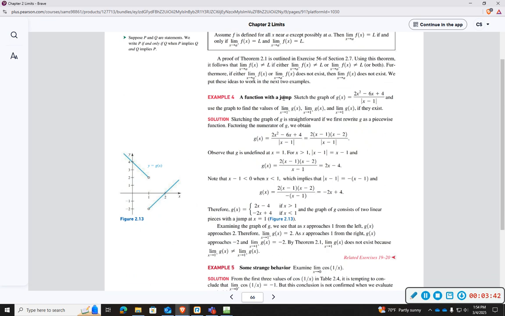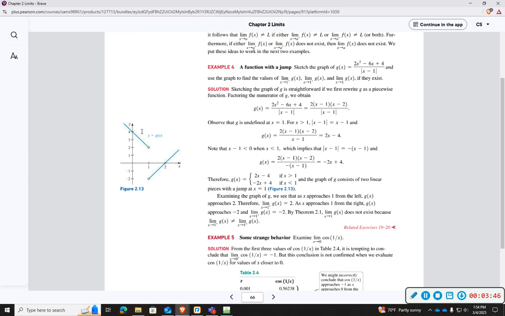If they don't, the limit does not exist. So here's an example where the left side of the graph is approaching, it looks like, a y value of 2. The right side is approaching negative 2. Those are two different values, so that limit would not exist.